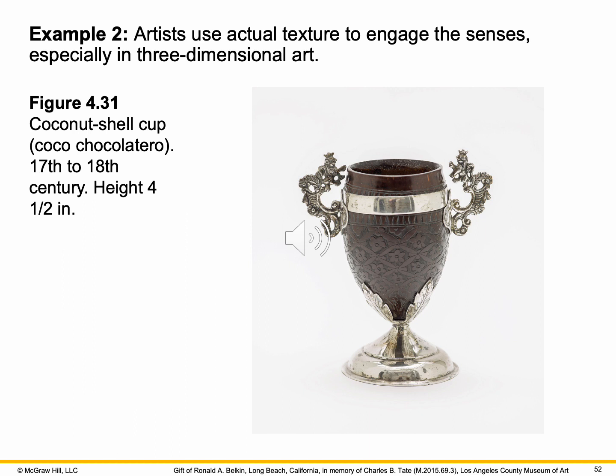Bringing these disparate materials and their textures together not only provides visual interest, but also meaning. The textures are a reminder of the meeting of the Europeans and other civilizations through exploration and colonization. The coconut shell represents Asia or the Americas, while the silver symbolizes European culture.